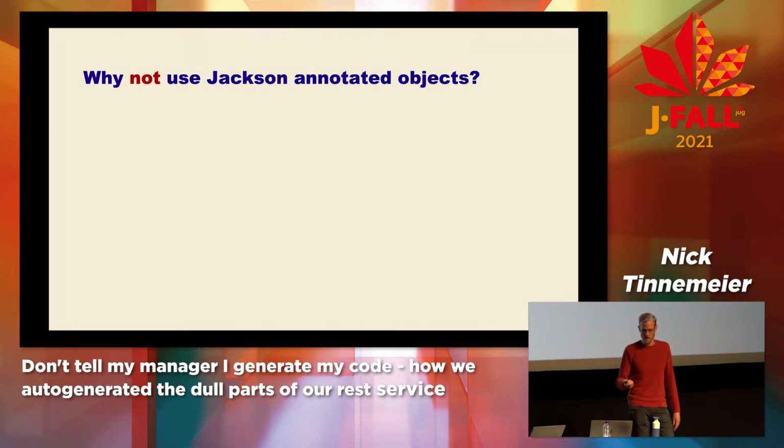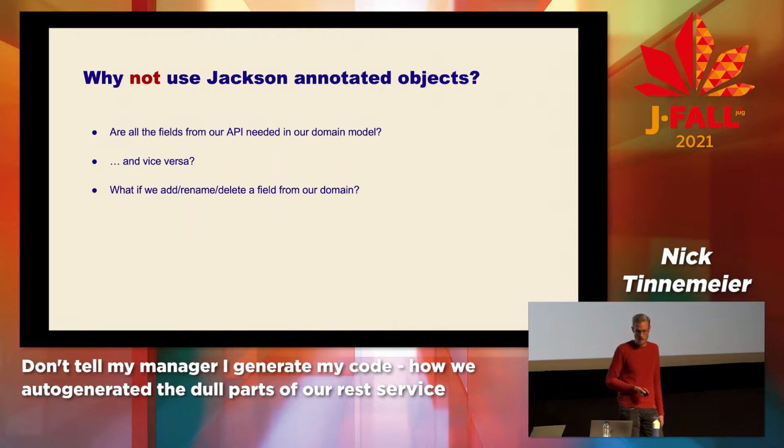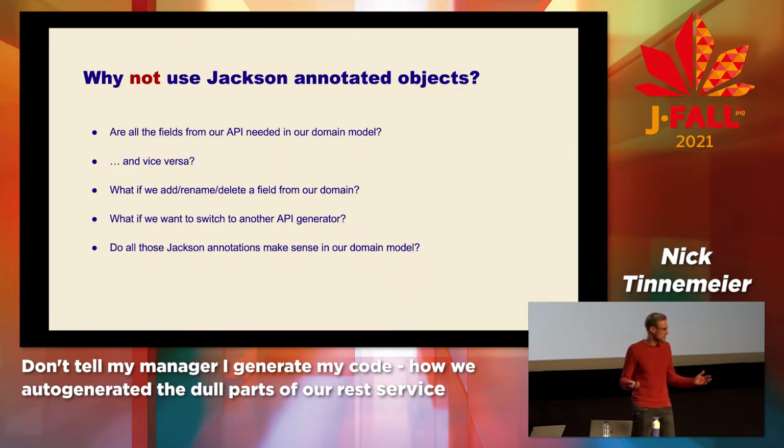Well, let me ask you a few questions. So, are all the fields from our API actually needed in our domain model? Do they make sense there? And what about the other way around? Well, I can tell you they don't, in our use case. What if we add, rename, or delete the fields from our API, from our domain? Could that break our API? Well, I think it might. And what if we want to switch to another API generator? Do all those Jackson annotations actually make sense in our domain model?